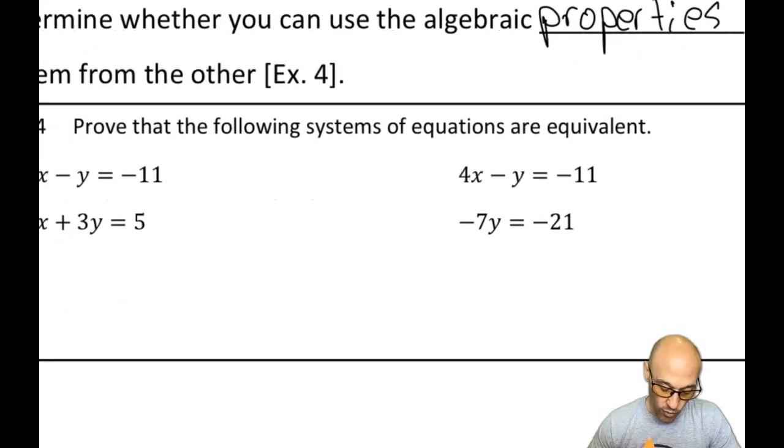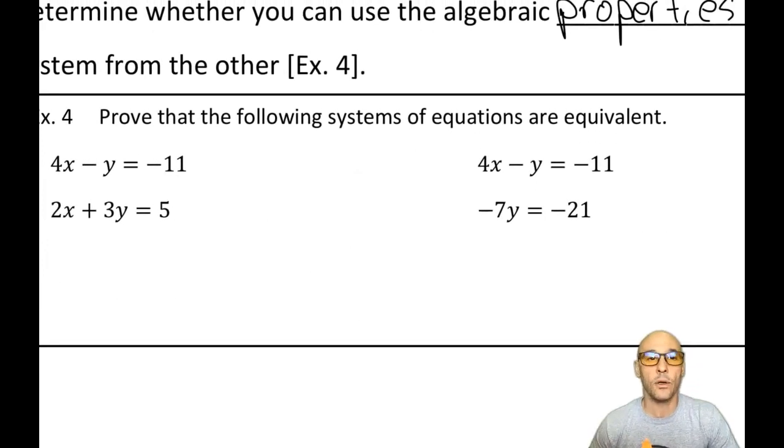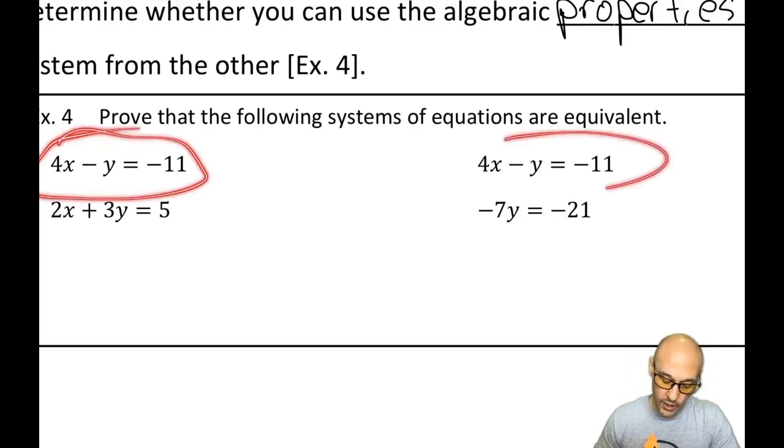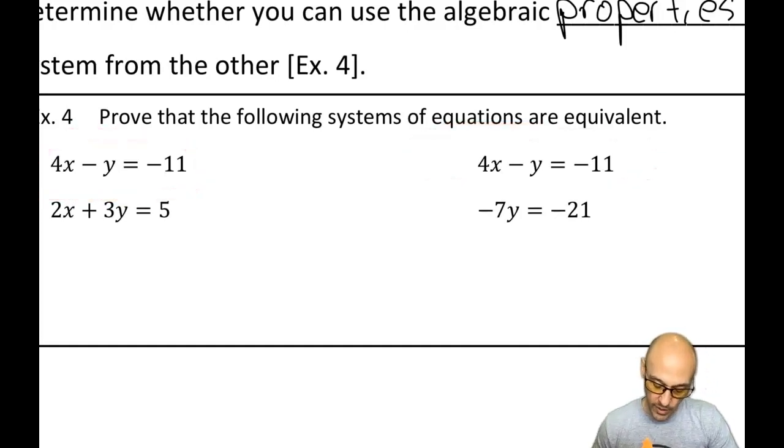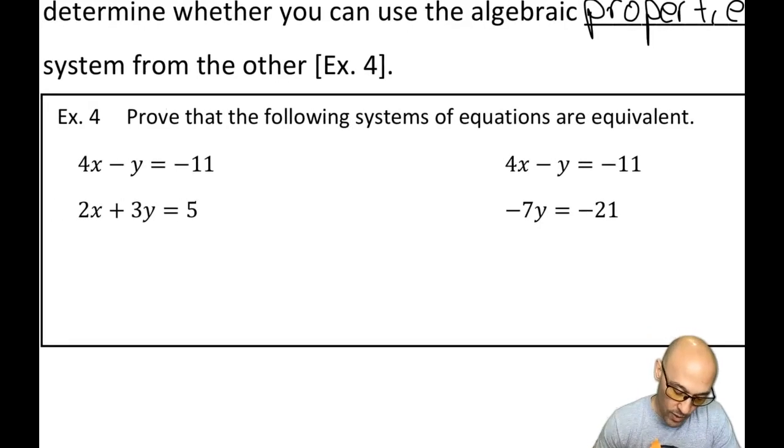And this is example 4. We need to prove that those two systems are equivalent. Now, what I notice is that this first equation is the same as the first equation there. And I also notice that here we do not have an x term. So what are we going to do? We need to get rid of the x term. Well, one thing we might do to get rid of the x term is to multiply this equation by 2, and we'll get 4x plus 6y equals 10.